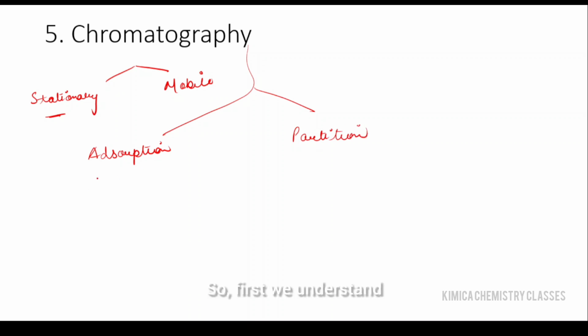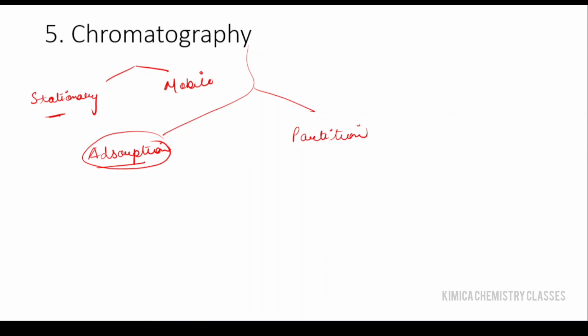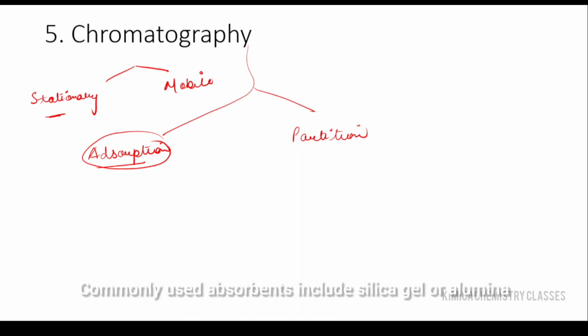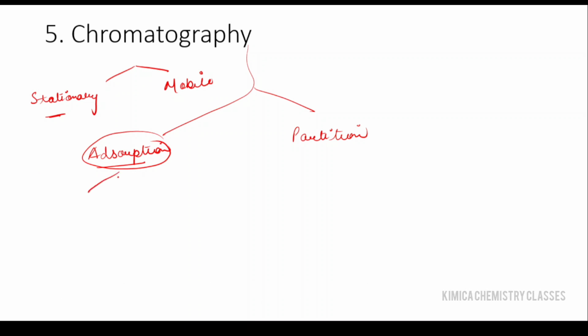Right. So first we understand what is adsorption chromatography. This type of chromatography is based on the principle that different compounds are adsorbed to different extents on an adsorbent. Adsorbent means stationary phase. Commonly used adsorbents include silica gel or alumina. There are two types of adsorption chromatography, that is column and thin layer. First one is column and next is thin layer.